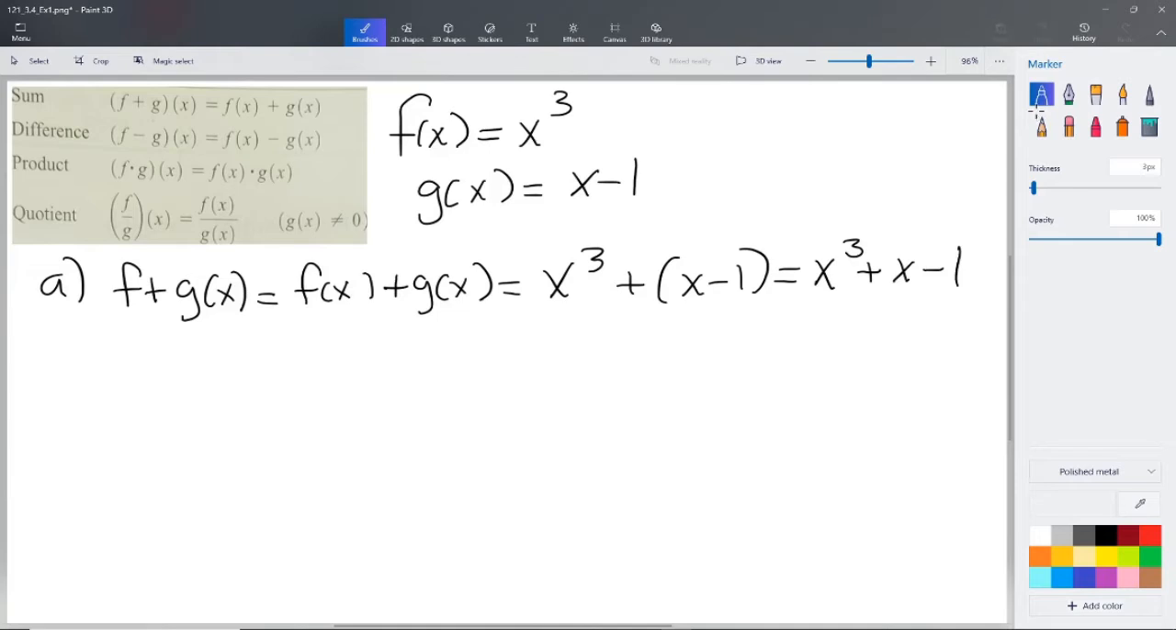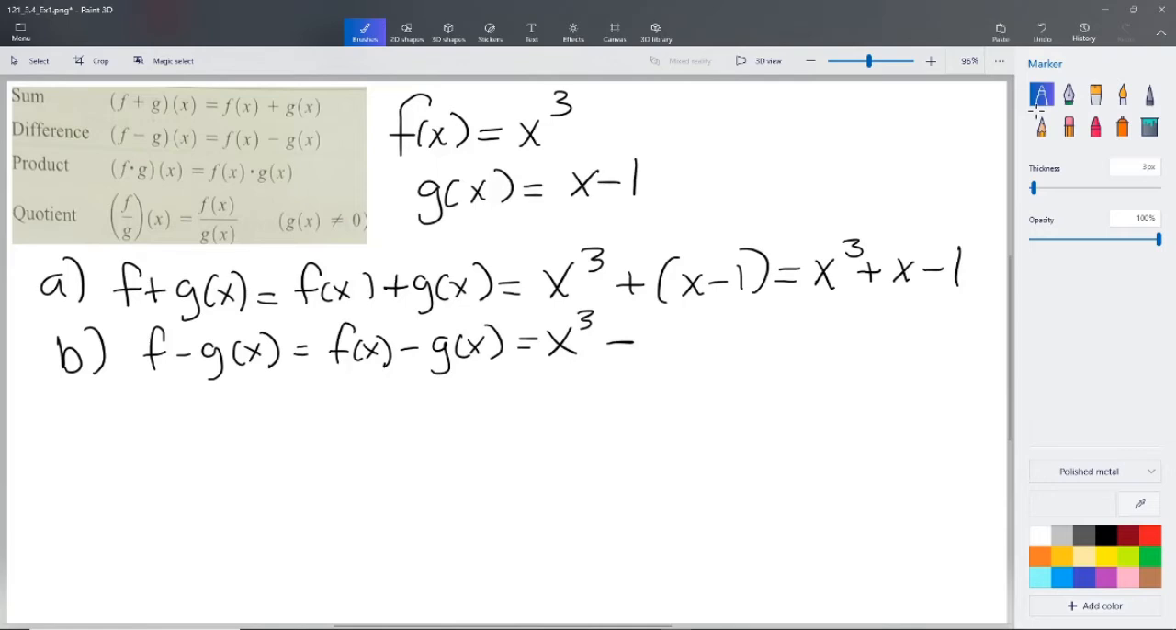We move on to B. We're going to have f minus g of x. Again, we want to interpret that as f of x minus g of x. The difference from the first one is that we have a minus between them. So our f of x is x cubed minus. It's important to use the parentheses this time to keep them straight, because the parentheses show that this negative applies to all the things inside. So we're going to have x cubed, minus times x, minus x. And minus times minus 1 is plus 1.